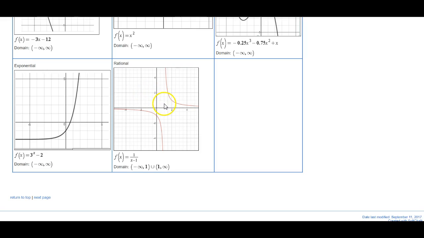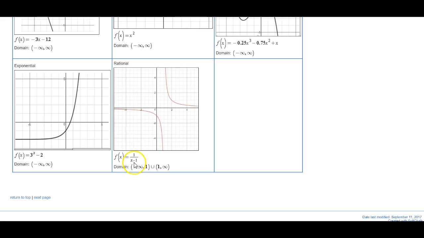Now let's look at the rational function. Here is the equation of this rational function. Notice that if I put 1 in this rational function, I'd have 0 in the denominator, and we can't divide by 0 in the real numbers. That's why this vertical asymptote appears at x equals 1 in the graph. 1 is not in the domain of this rational function. So we write the domain in interval notation as we've looked at before, but this is the algebraic reason.